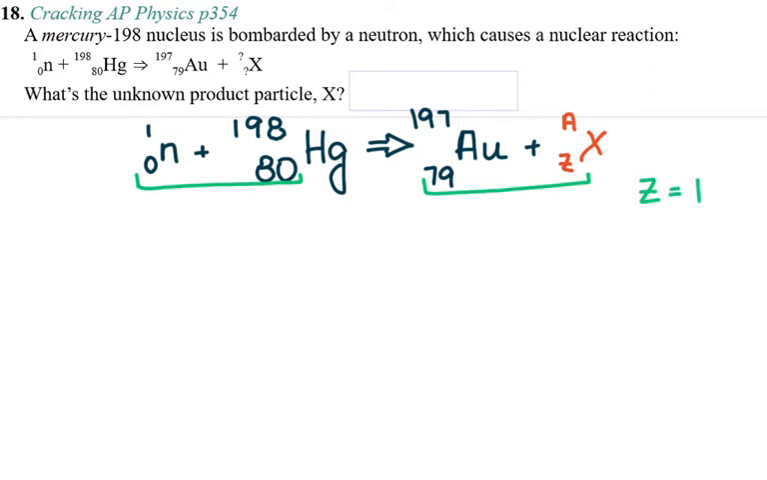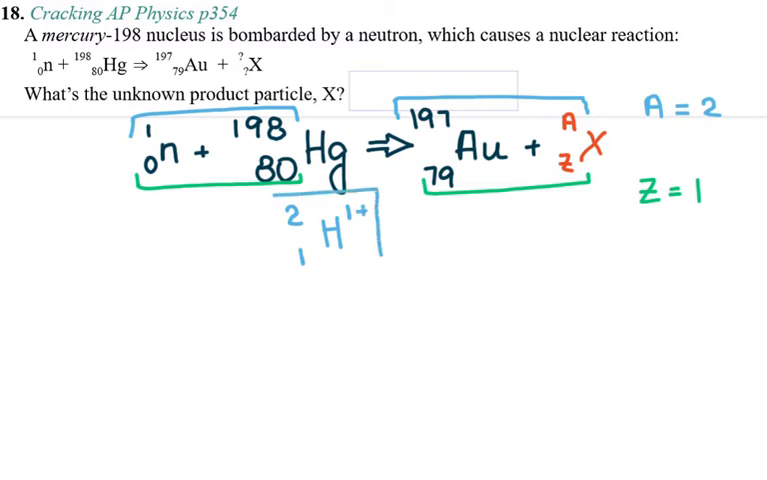And the same has to happen for the nucleons. The sum of the nucleons must be 199, so the sum of the nucleons on the other side is also 199. From here, I see that A is going to be equal to 2. So the element I have is hydrogen with 2 nucleons, 1 proton, and a positive 1 proton charge. It is called deuterium, an isotope of the hydrogen atom.